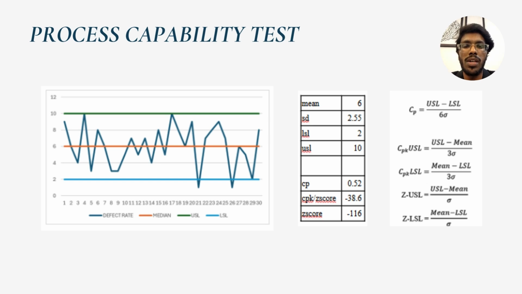Using the collected data, key statistical measures were calculated through Microsoft Excel. The mean defect rate was determined to be 6 with a standard deviation of 2.55. Based on this data, process capability indices CP and CPK were computed using the following equation. So this calculation was supplemented by Z-score and sigma level analysis, providing a comprehensive assessment of the process performance.